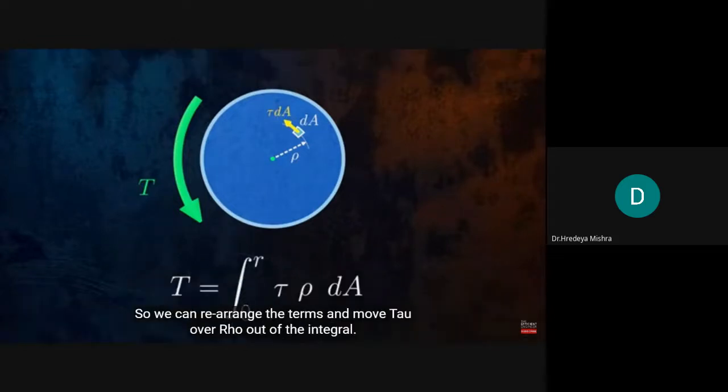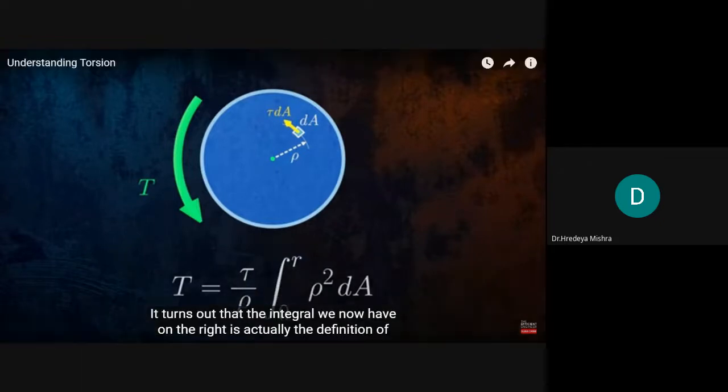Okay, linearly with the distance from the center of the cross-section. So we can rearrange the terms and move tau over rho out of the integral.